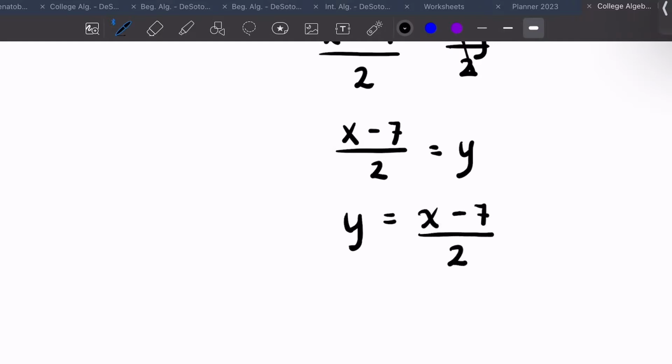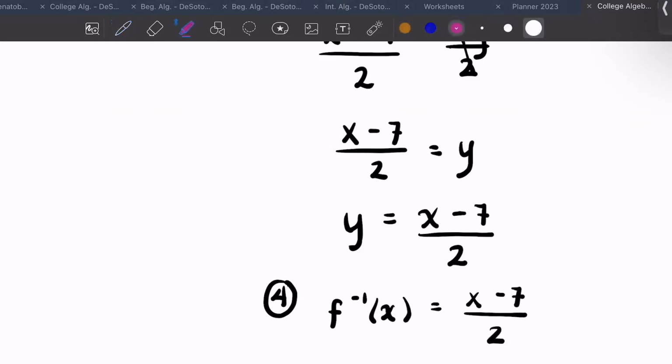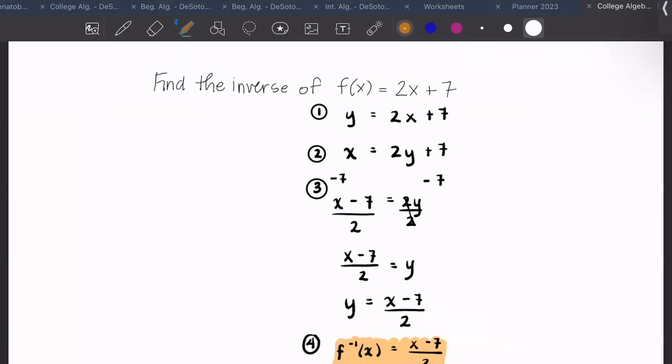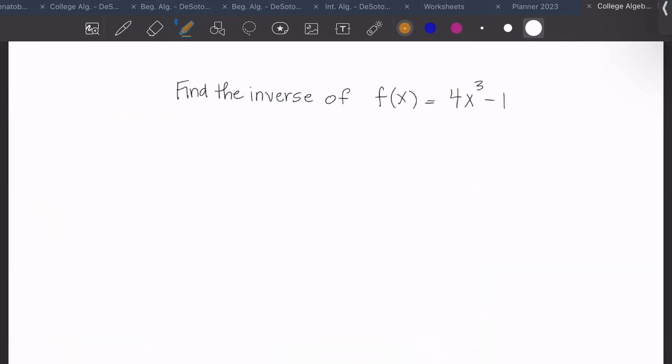Our last step, number 4, is to replace y with the inverse symbol of our function. And we're done. This would be our answer. This is the inverse of our original function. Okay, just following those steps. Okay, let's do this one.